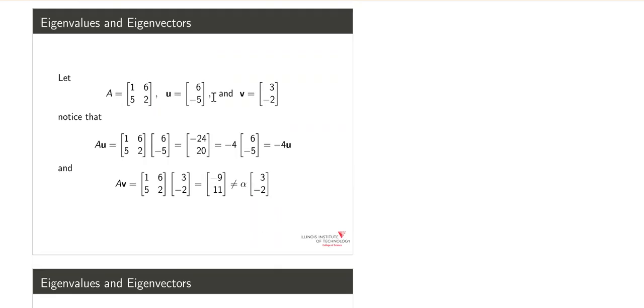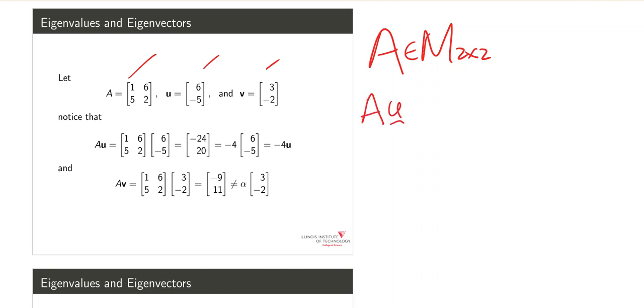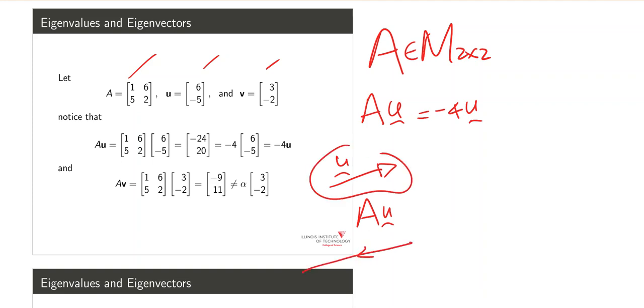All right, so let's look at the first video right here, and some basic concepts. We always look at square matrices, so in this case 2 by 2. When we talk about eigenvalues and eigenvectors, all the matrices involved will be square matrices of size n by n. So you have this matrix A, and two different vectors. If you multiply A by u, you actually get negative 4u in this case. So u is this vector, and Au is the opposite, it's negative 4u.